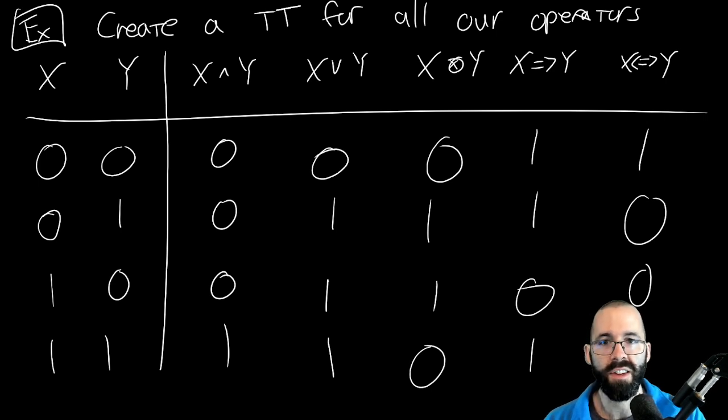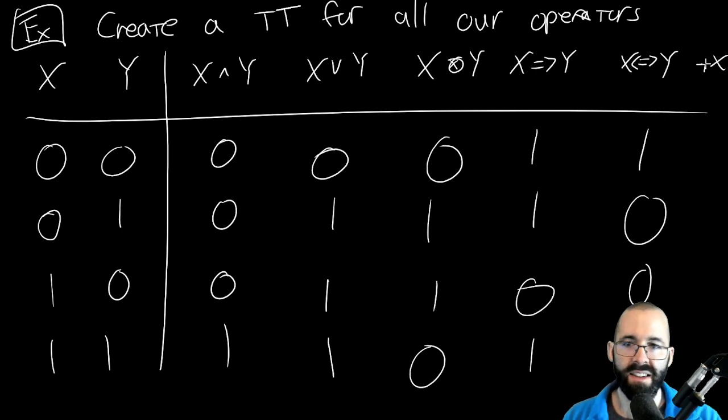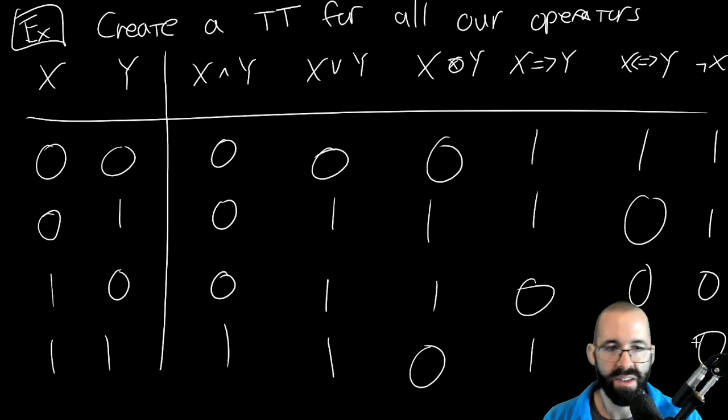Well, almost all of our operators, I guess I skipped one, huh? Not X, what does that look like? Well, if X is 0, this is 1. If X is 1, this is 0. It doesn't really matter what Y is for not X. Now we have our 6 logical operators here.